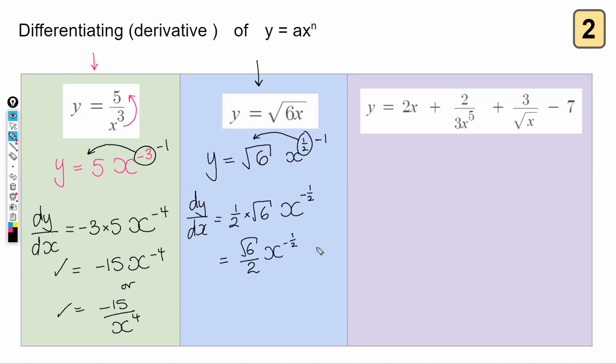Or, I'm just saying or, I ran out of space here. Or you could throw this underneath here, and it will look like this. The square root of 6 over 2, and now the x, the power, will become positive a half. Or, if you want to simplify it any more, isn't x to the power half the same thing as the square root of x? Any one of these answers will be acceptable in the exam.